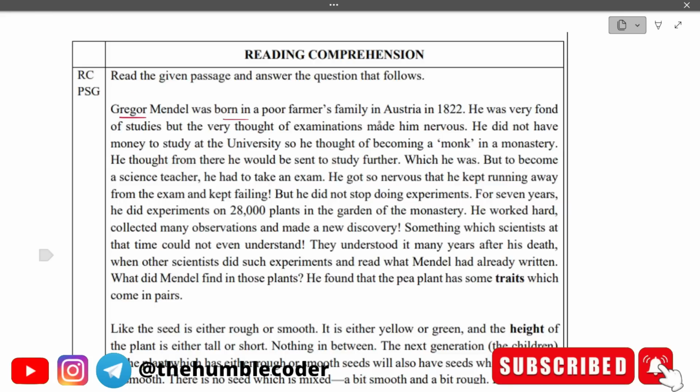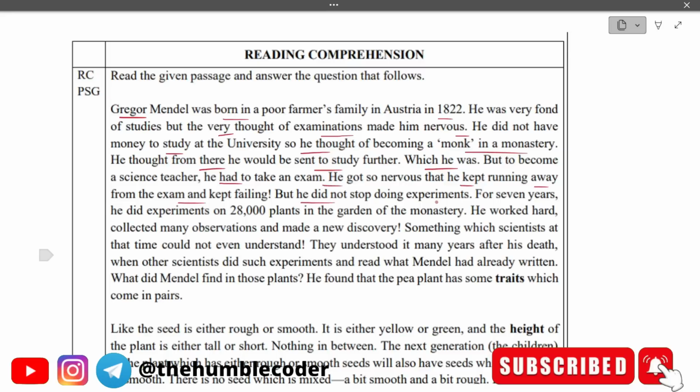Gregor Mendel was born in a poor farmer's family in Austria in 1822. He was very fond of his studies, but the very thought of examinations made him nervous. He did not have money to study at the university, so he thought of becoming a monk in the monastery. He thought from there he would be sent to study further, which he was, but to become a scientist teacher he had to take an exam. He got so nervous that he kept running away from the exam and kept failing.